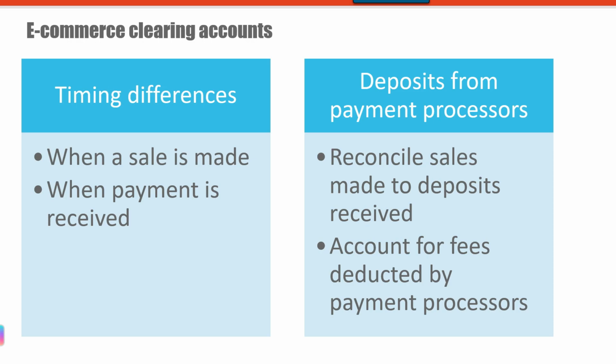E-commerce clearing accounts are used to track timing differences and deposits from payment processors. For timing differences, we need to be able to track the differences between when a sale is made and when payment is received. And for deposits from payment processors, we need to be able to reconcile the sales made to the deposits received from various payment processors. And we also need to be able to account for fees deducted by those payment processors.